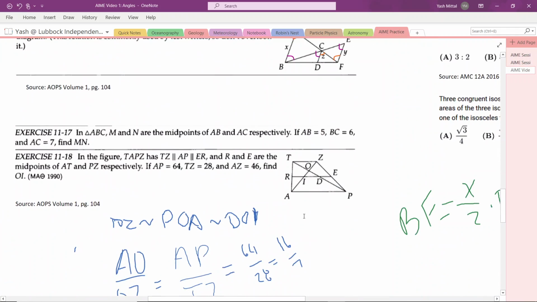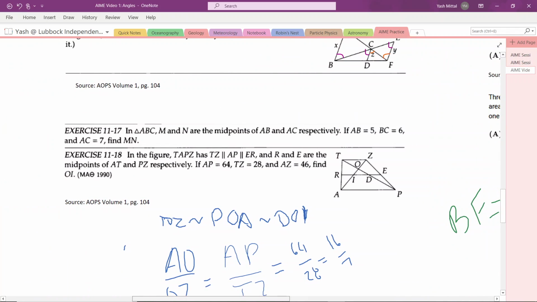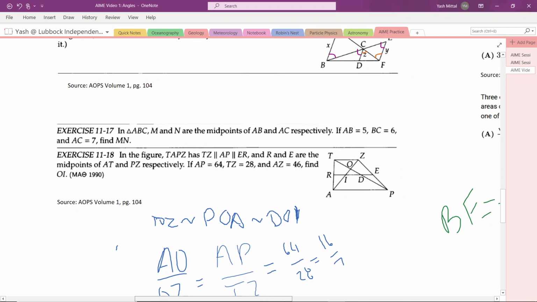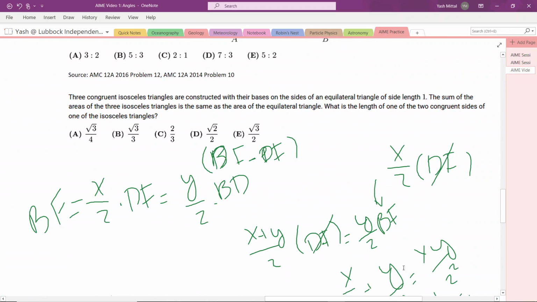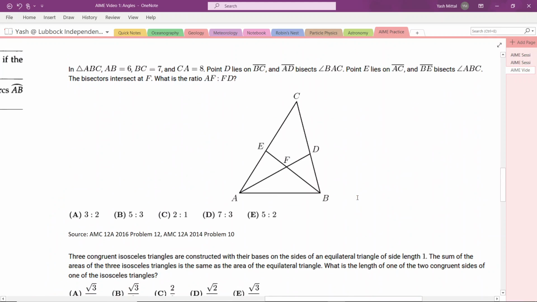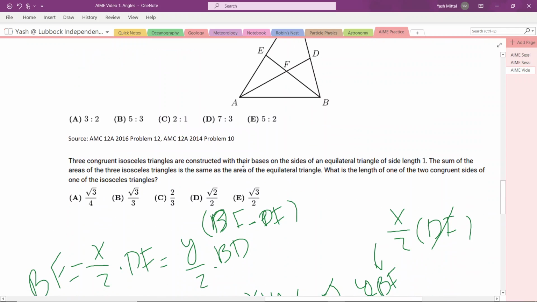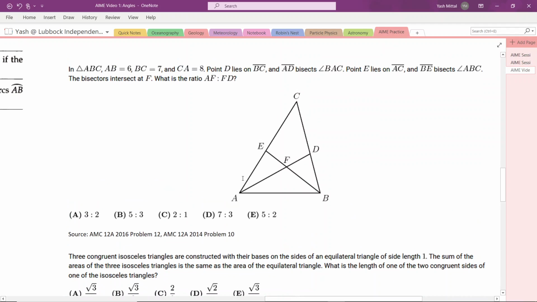Now, that's all the stuff I'll be talking about on similar triangles. If you want to try exercise 11-17, I'll put that also as the answer in the description. But I'm also going to show you these two problems right here. This is AMC 12A 2016 problem 12 and AMC 12A 2014 problem 10. I won't go through these since there are really good solutions already on AOPS's website, but they will follow similar ideas that I'll give right here.